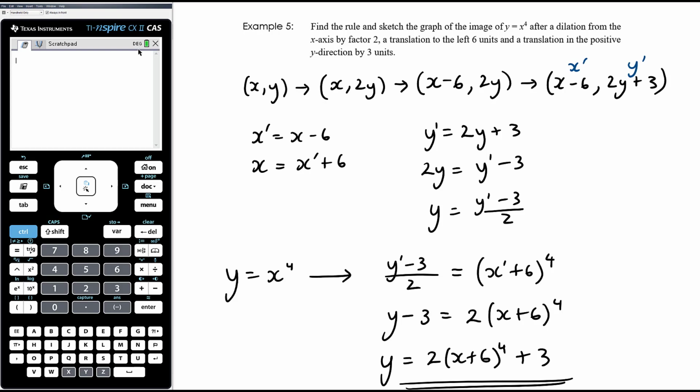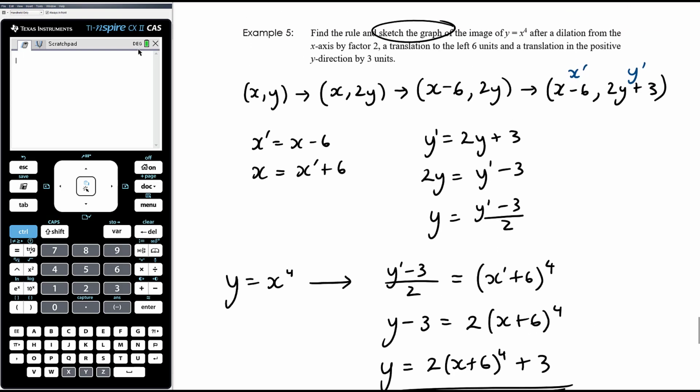Okay, whoops, I just finished recording and then realised that this last example had asked us to actually sketch the graph. So now that we've come up with the rule for the image after that, and also that we know all the transformations, so we're dilating from the x-axis by a factor of 2, that doesn't affect too much about how you draw it, that'll come into the calculations. So you've got a quartic function dilated by a factor of 2, it's going to be taller and thinner, translating to the left by 6 and up by 3, means that it's going to have its turning point at negative 6, 3, and we'll draw it up here and we'll calculate the y-intercept.